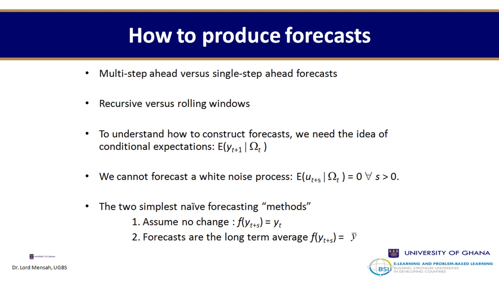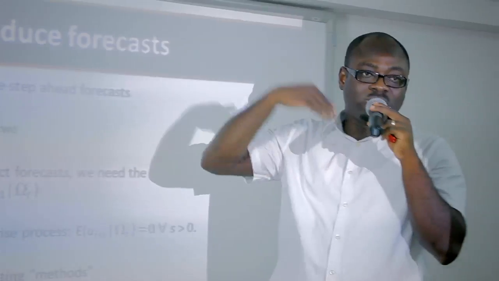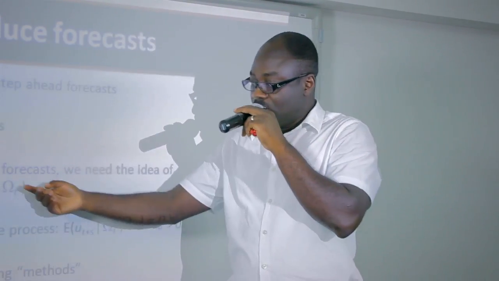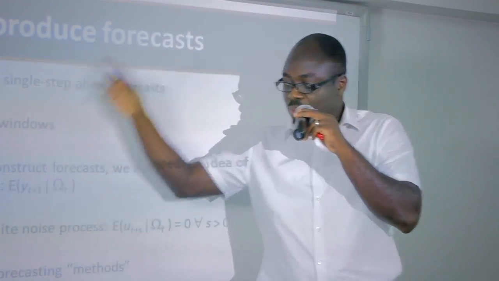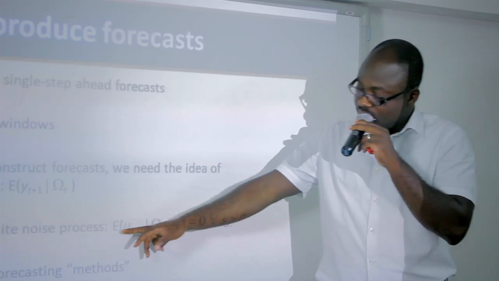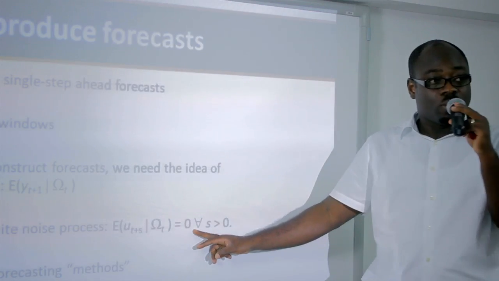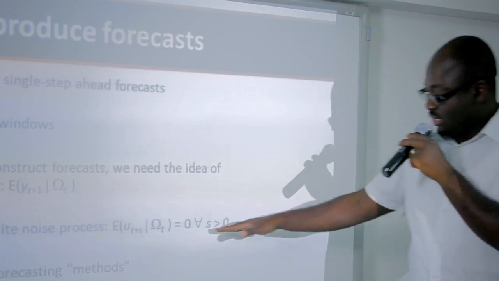Now, to understand how to construct forecasts, we need the idea of conditional expectation. So the expected value of Y at T plus one into the future, given some information. The information always ends at T because your data is always behind you. That means we are expecting some value into the future. This is one step ahead, that's why you see one. And then it depends on what information we have prior. If we don't have any information ever, can we forecast into the future? We cannot forecast the white noise process, because the expected value of this, given the information, is always equal to zero. So we don't have any clue of what is going to happen in the future for white noise, for each s greater than zero.